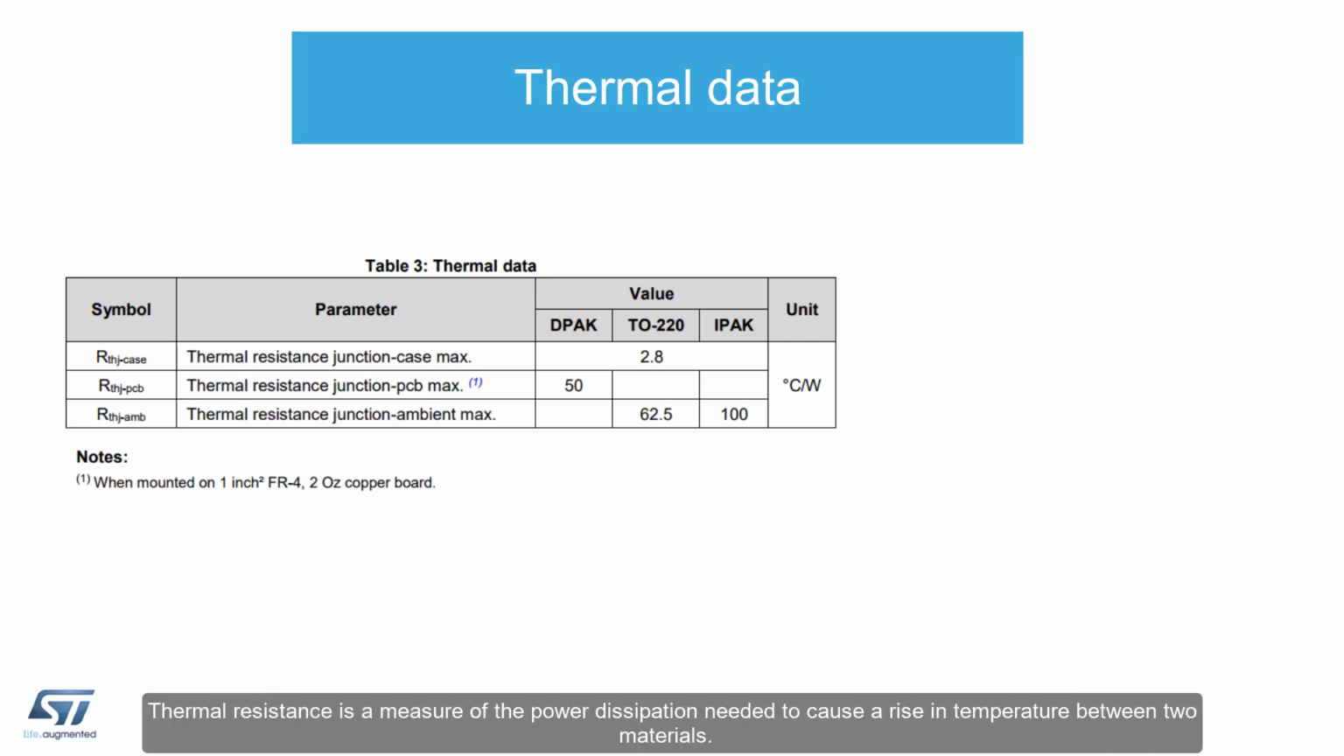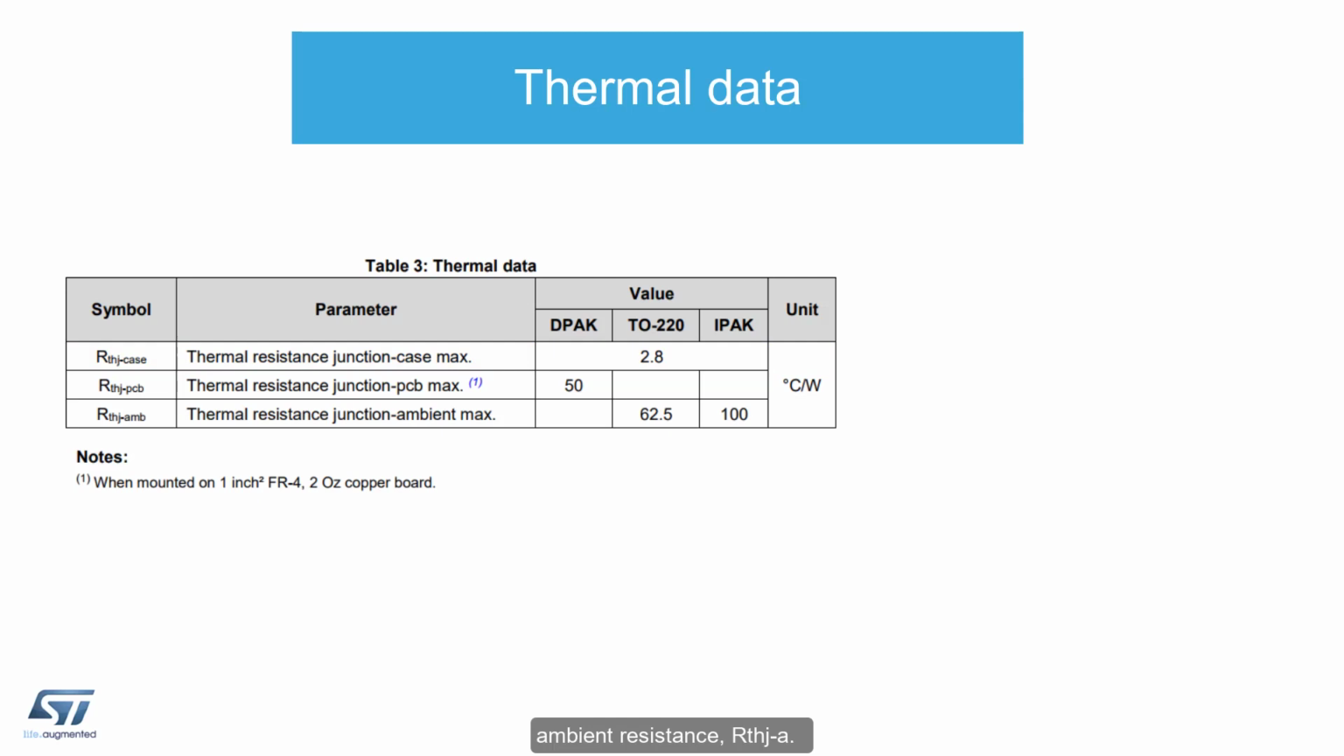Thermal resistance is a measure of the power dissipation needed to cause a rise in temperature between two materials. Often the MOSFET datasheet will specify two such resistances: the junction to case resistance, RTHJ to C, and the junction to ambient resistance, RTHJ to A. For packages that are not readily attached to a heatsink or with low thermal resistance to a solderable pad, such as an SO8 or TO92, you will usually only find the junction to ambient resistance specified, as the case is not thermally controlled by a mass like a heatsink or PCB.